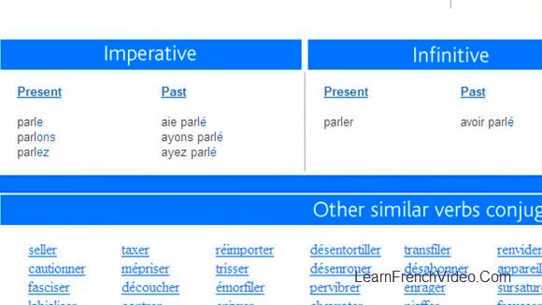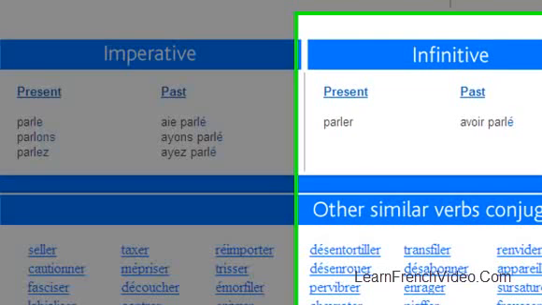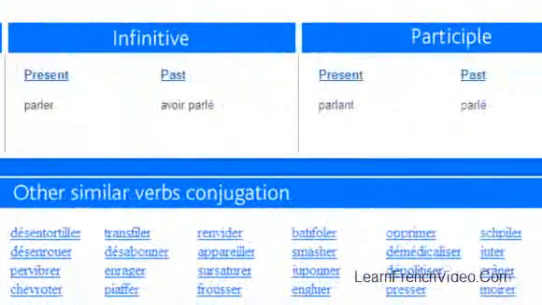So, for example, if you want to say to somebody, speak, or eat, for example, you would use this. So, parle means, speak. Parlons, let's speak. So, past imperative, don't worry about. Infinitive simply is the verb in what's called the mother form, parler, er at the end, to speak. Past infinitive, don't worry about, and participle, don't worry about.